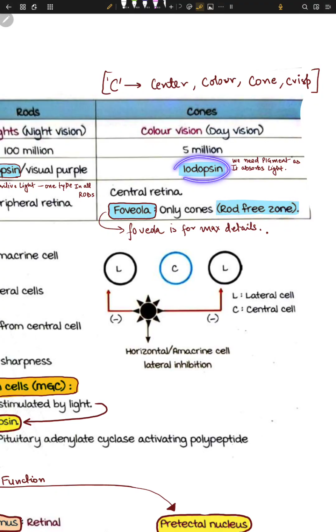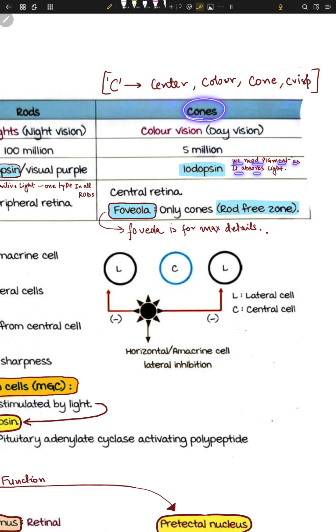Cool. What is iodopsin? Well, why do we need iodopsin? Iodopsin is a pigment, right? We need this pigment because this is the chemical that absorbs the light, okay? If we don't have any sort of pigment, it's not going to absorb the light and you're not going to be able to see colors. When you have some sort of deficiency in these pigments, you end up with color blindness. Okay, we need pigment as it absorbs light.